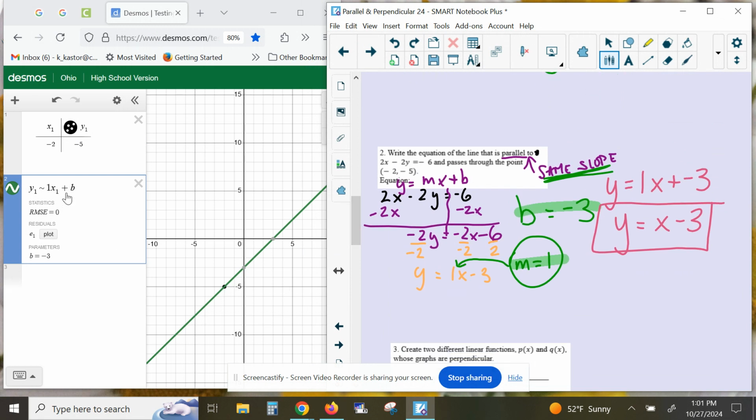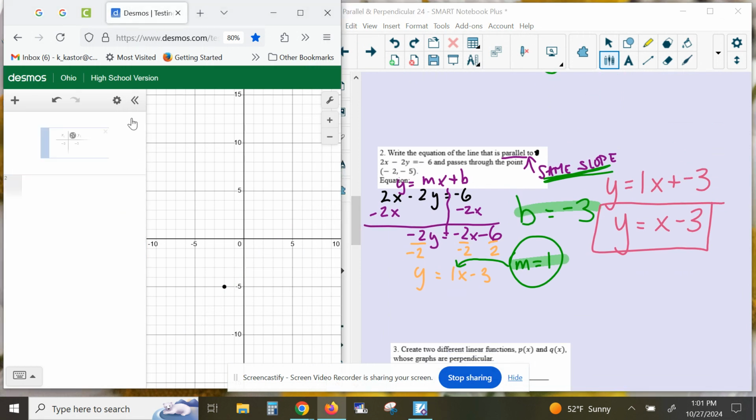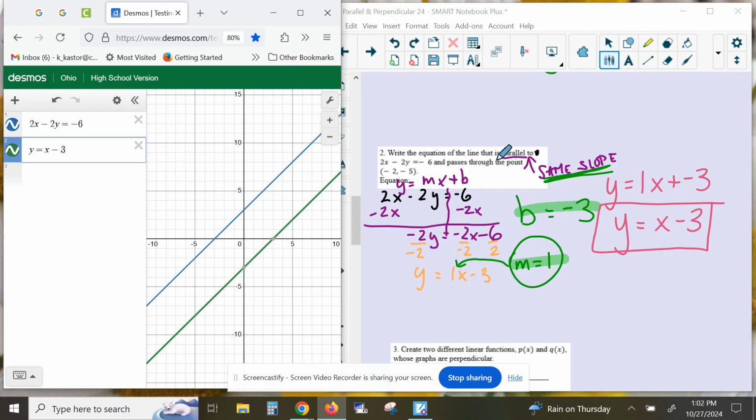So I have this first one. Boom, let's get this out of here. So the equation they gave us was 2x minus 2y equals -6. That was the equation they gave us. And then the equation we just made was y equals x minus 3. And clearly, we wanted two things that were parallel that went through -2, -5. And look at these babies.